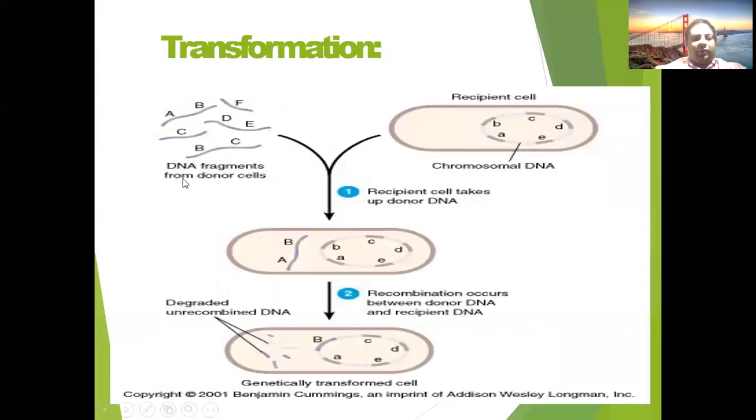So transformation takes place with DNA fragments from the donor cell and the recipient. The recipient cell takes up donor DNA. Later it recombines or integrates into its chromosome and forms the offspring. That's how it goes. These are naked DNA fragments. Recipients have inherent characteristics, so not all bacteria are good recipients.